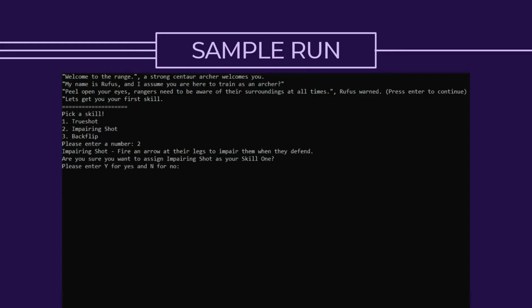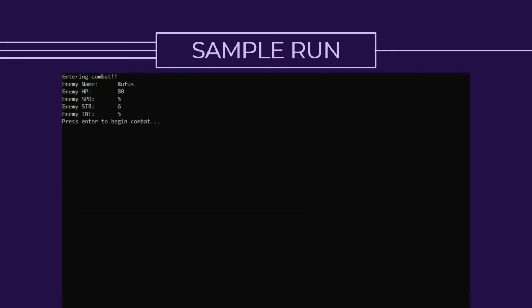Now, when you choose Yes, it will assign Impairing Shot as your first skill, located in your character stat.py, which I will explain further in a bit. So I would like to learn this skill, and it asks whether I would like to save my game. Now this will be interesting and one of the main technical aspects of this program. I would like to save my game so I can continue in another session later, which I will show as well. So my game has been saved and I can continue into my practice battle.